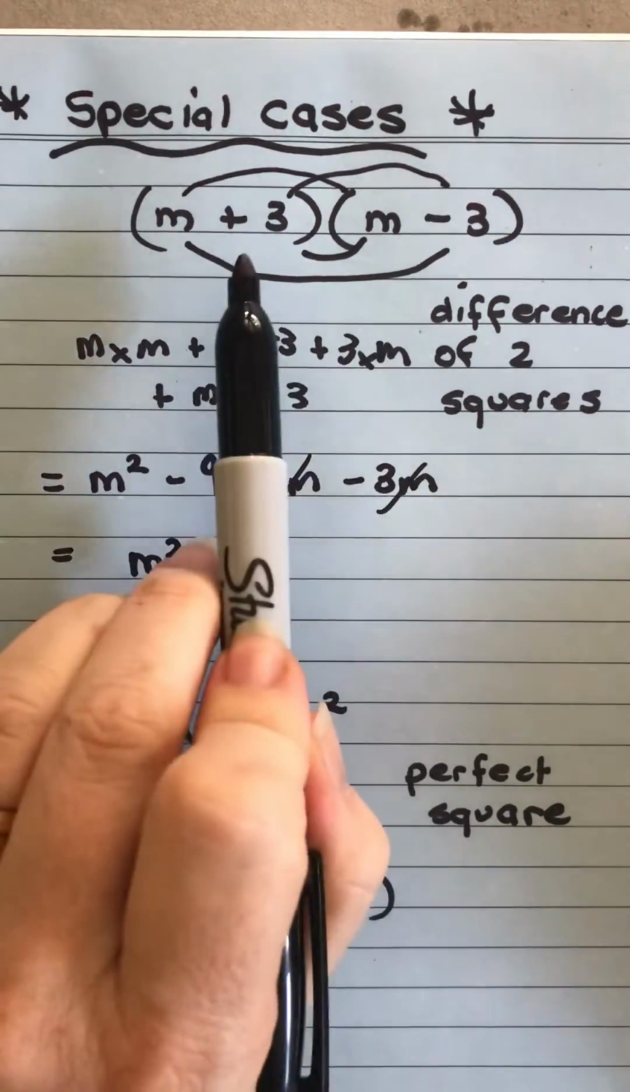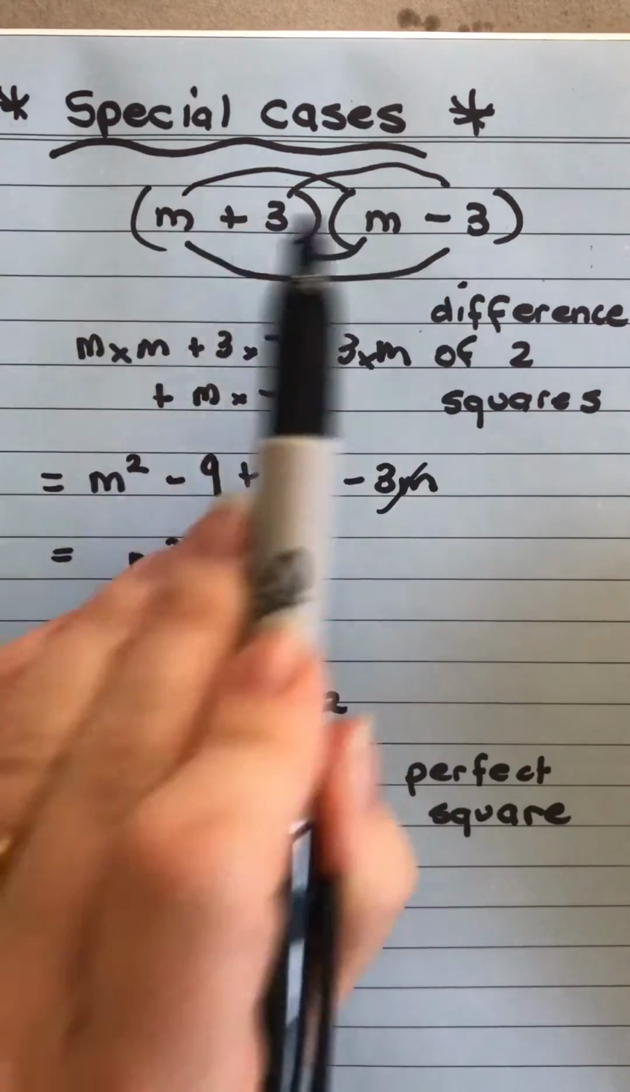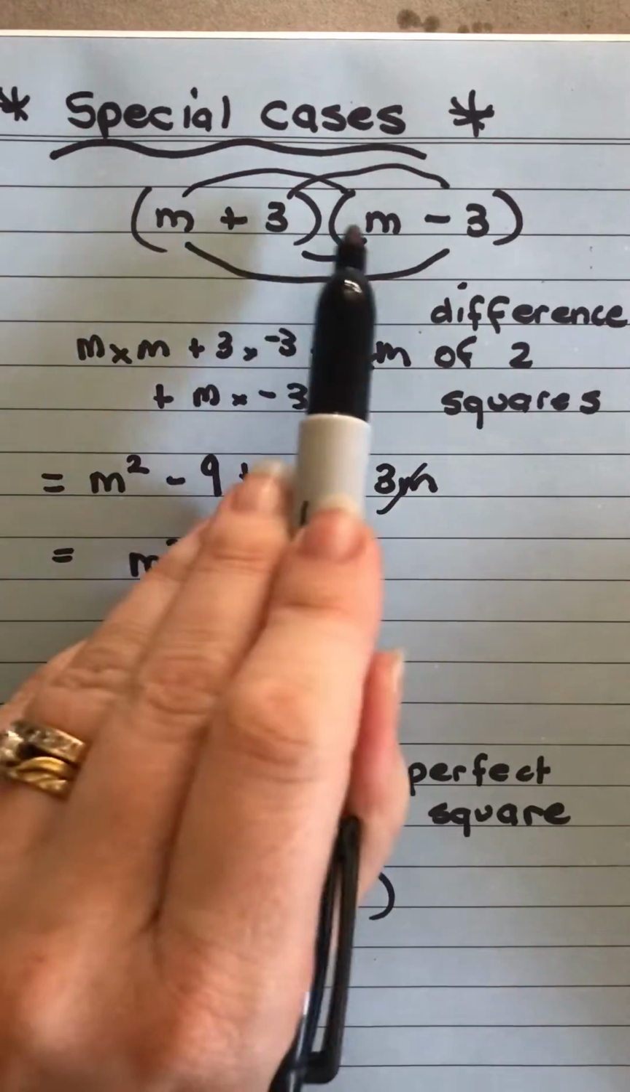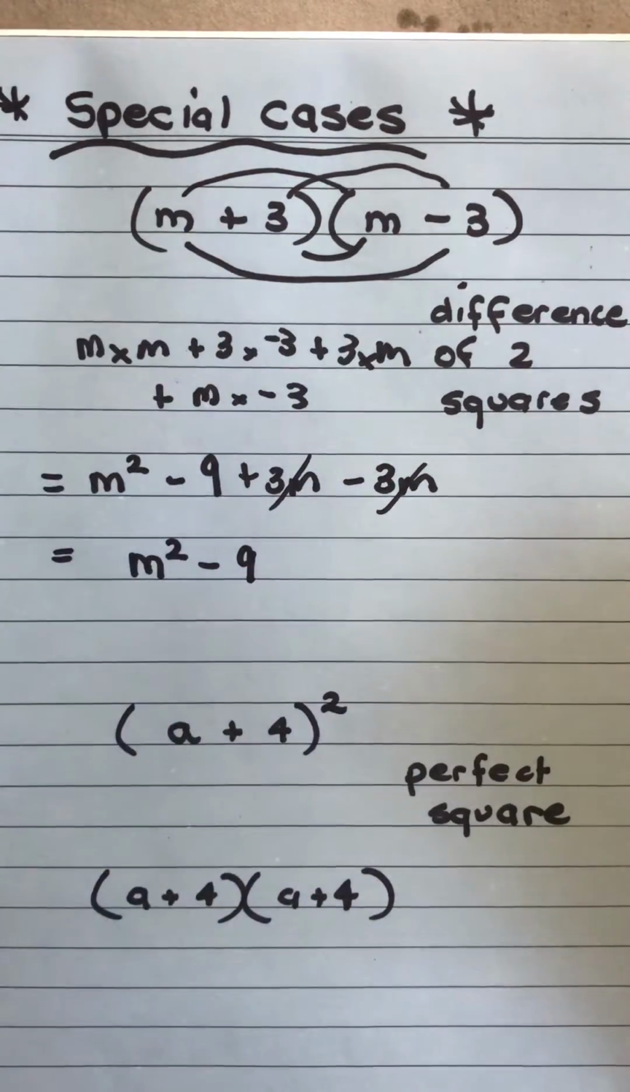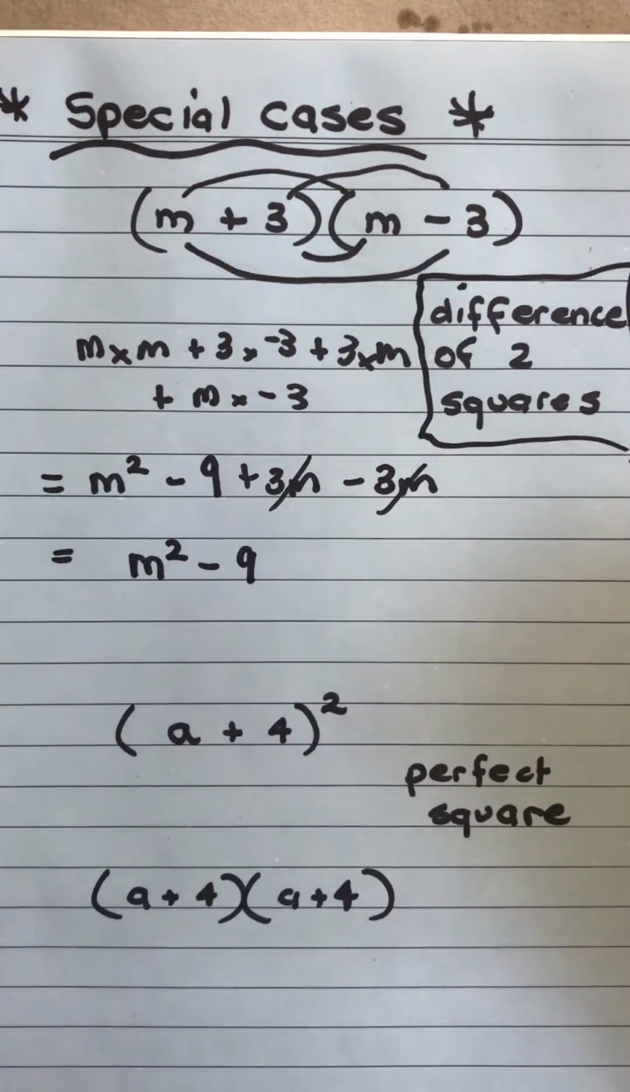So if you see the pattern there where you have a plus and a minus and the same number, or the same term, and the first term is the same there, you can identify it as a difference of two squares and use the pattern.